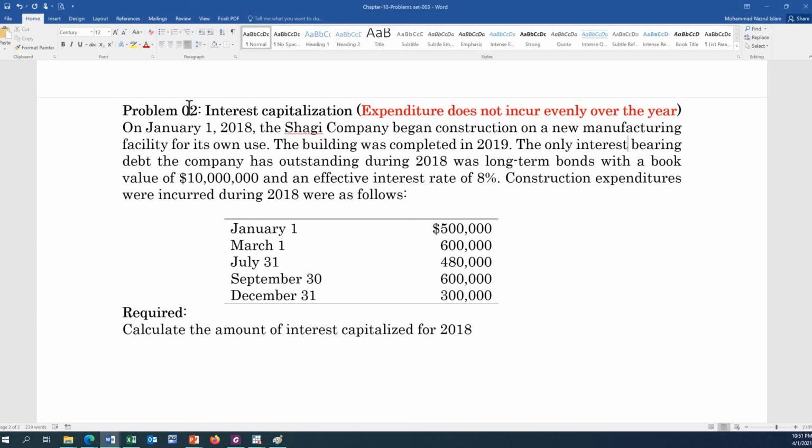Construction expenditures incurred during 2018 were as follows: January 1, 500,000; March 1, 600,000; July 31, 480,000; September 30, 600,000; and December 31. Calculate the amount of interest capitalized for 2018. So let's start the answer.